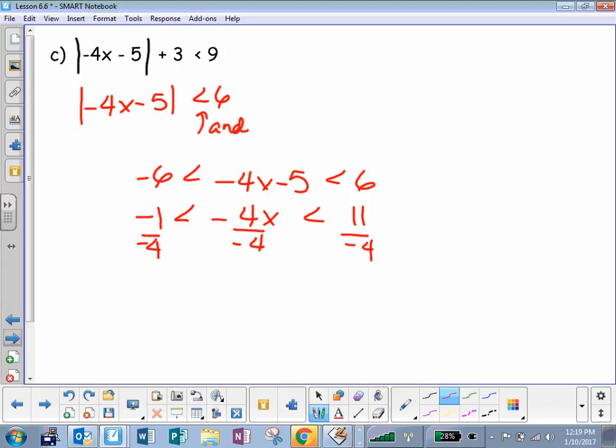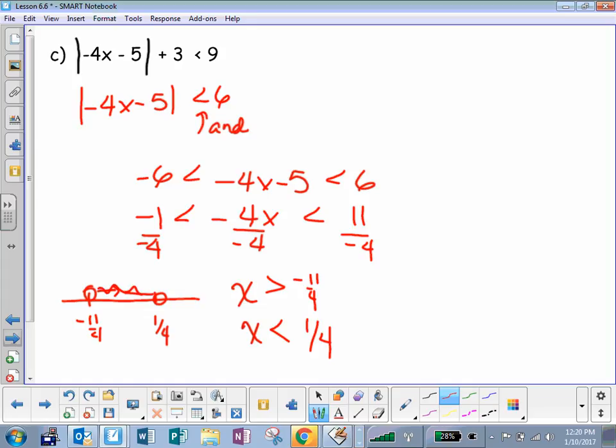It switches, you're right. So now x is going to be greater than what? Negative 11 fourths. And x is less than 1/4. Is that right? So here's negative 11 fourths, and here's positive 1/4, and we are open. This is supposed to be an and statement. Let's see if we get it. Greater than negative 11 fourths, less than this. So does it work? If it didn't work, what would our answer be?